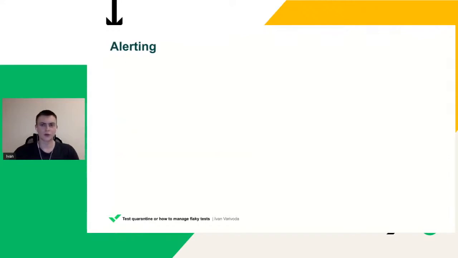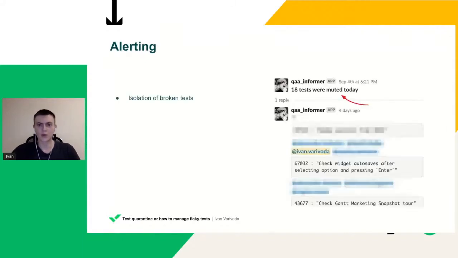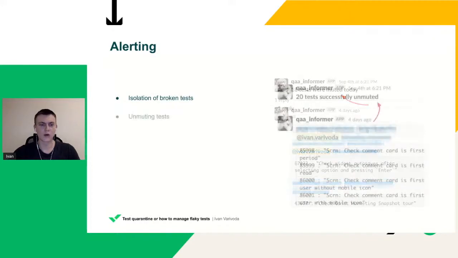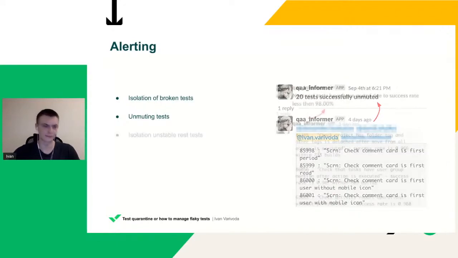And right now I want to show you a few examples of alerting of this instrument. On this picture you can see that our bot sent us information that 18 tests were muted today because they were broken. Or here you can see a message that 20 tests were successfully unmuted by our bot. And also here there are a few mentions for responsibles of the test.